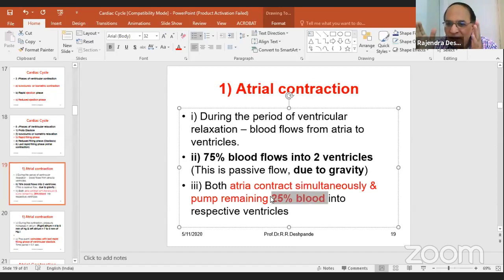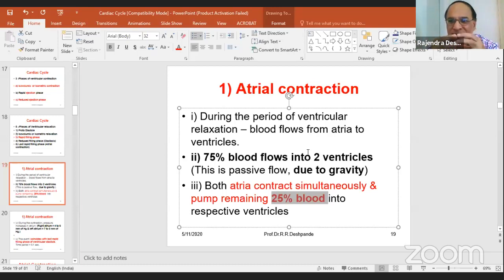Actually, 75% of the blood, drop by drop, is coming from the atrium to the ventricle due to gravity. But the last drop has to be squeezed. The atria press, and that remaining 25% of blood now comes into the ventricle in this phase, atrial contraction. What is atrial contraction? This is the last rapid filling phase, because of the atrial contraction.